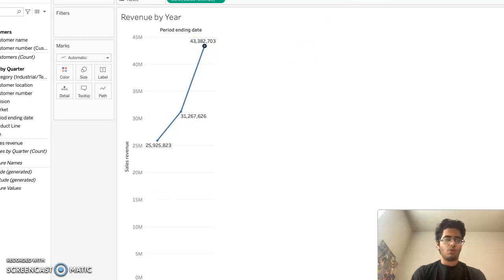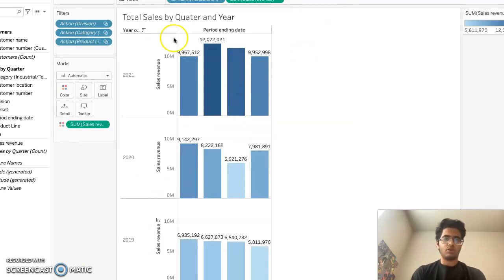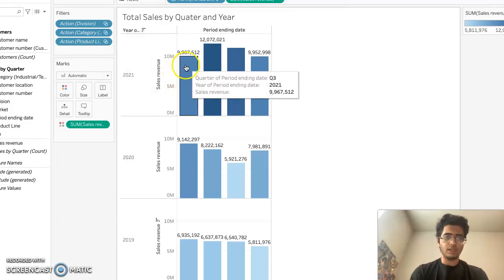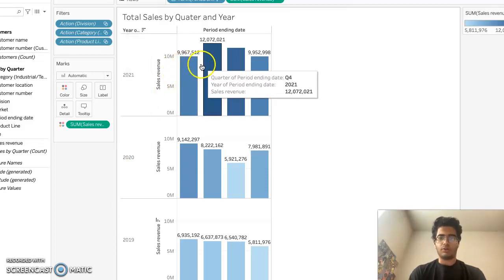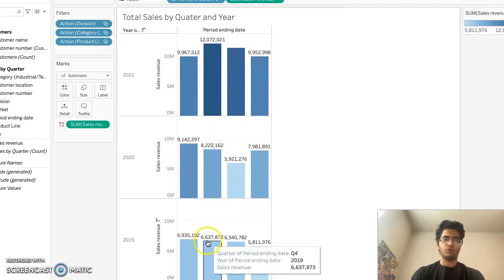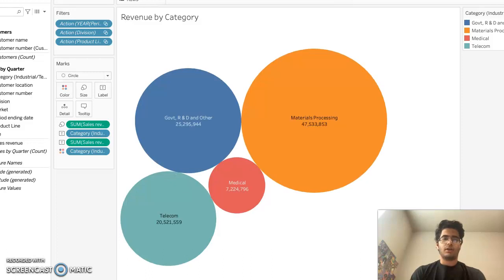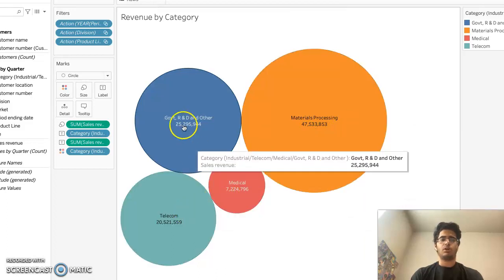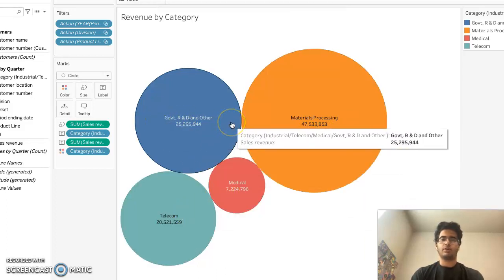And here is the total sales by output and quarters and their years: 2019, 2020 and 2021, and we can see the different quarters, like quarter 3, quarter 4, quarter 2 and quarter 1. Same goes for both years. And here is the revenue by category: material processing, medical, telecom, government R&D and others.